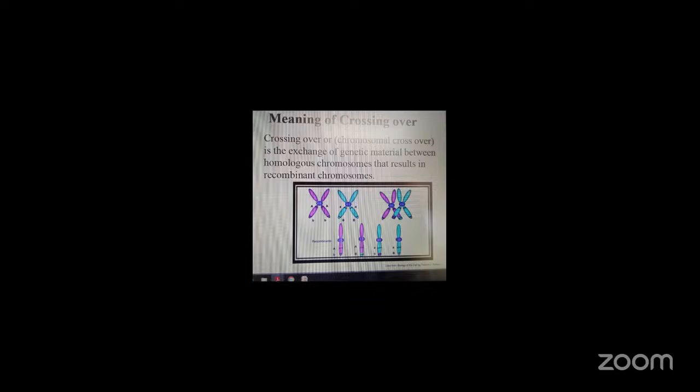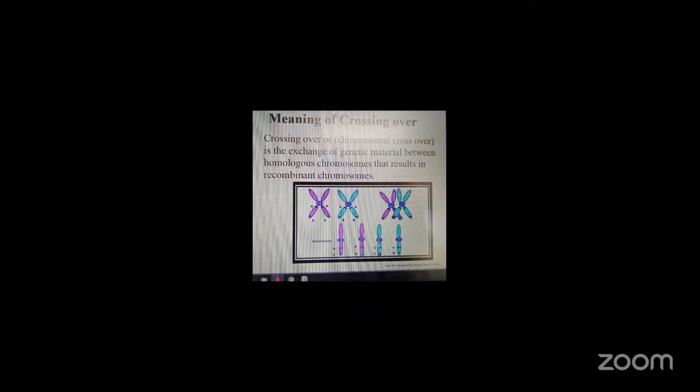In somatic or mitotic crossing over, the crossing over occurs in the somatic cells during mitosis. It is rare and has no genetic significance. Another type is meiotic crossing over. This type of crossing over takes place in the germinal cells during meiosis that produces the gametes. It is universal and has great genetic significance.